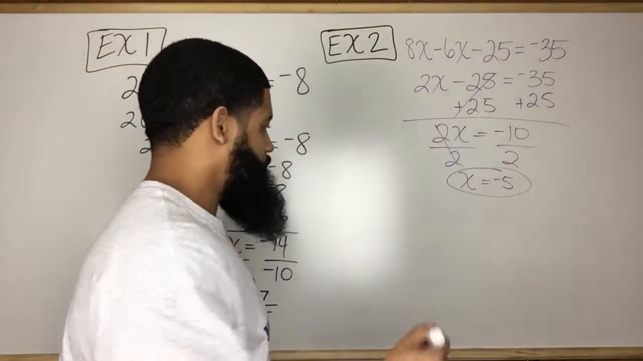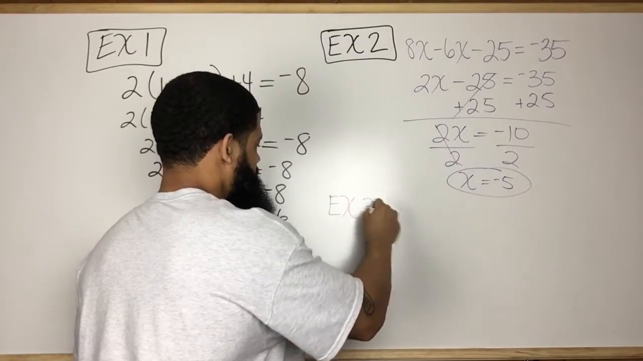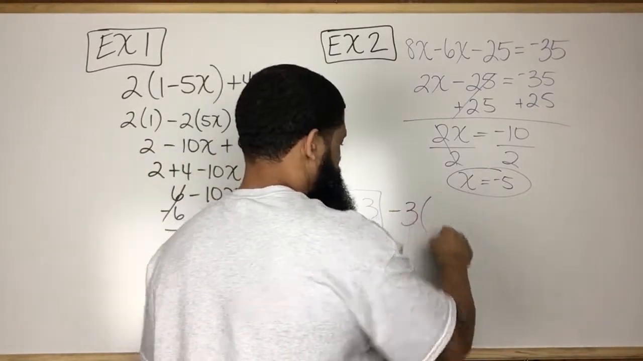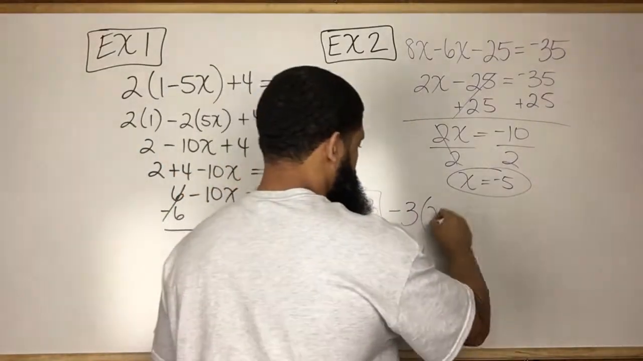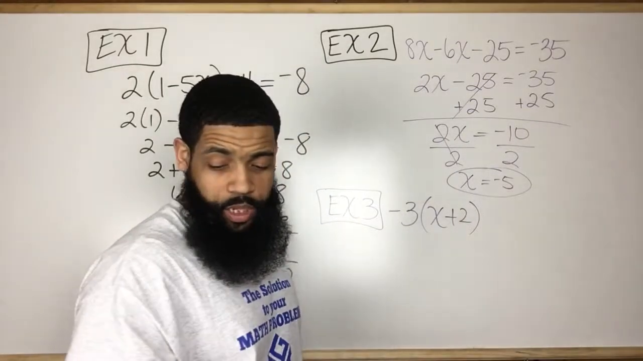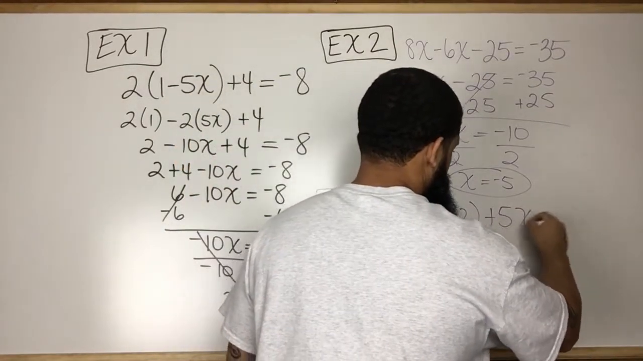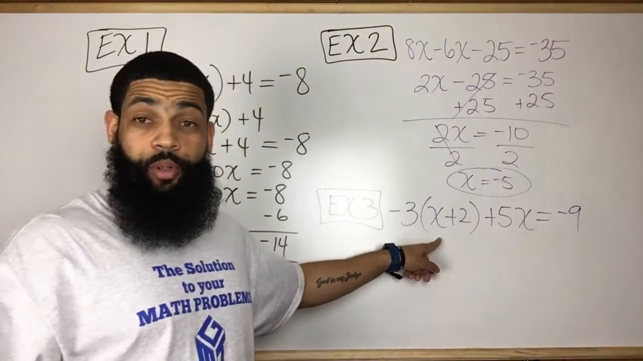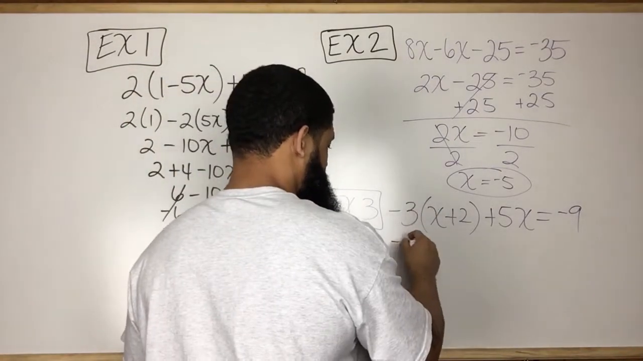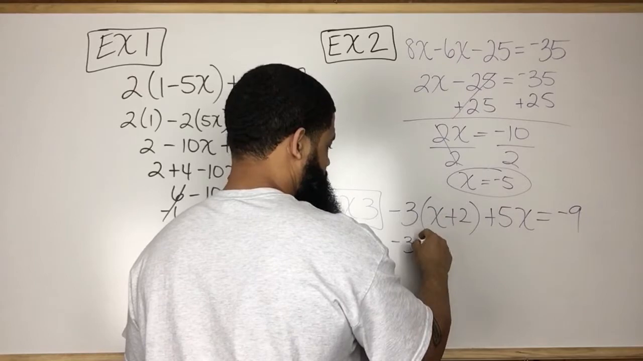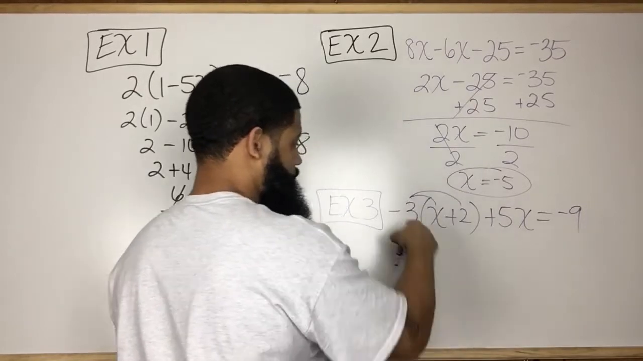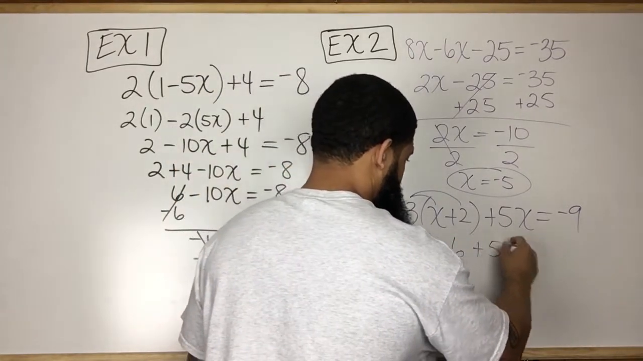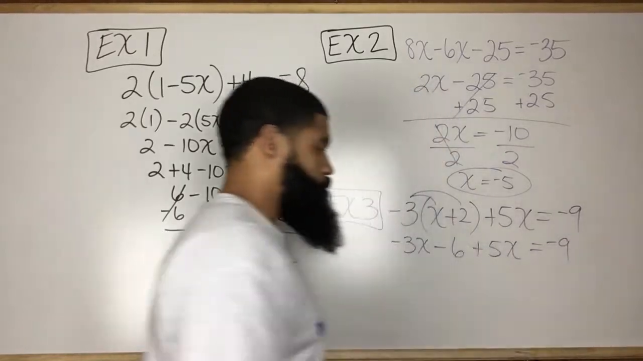Okay, let's go with example 3. Example 3. We have negative 3 times x plus 2, and we have plus 5x equals negative 9. All right, so we're going to have to do the distributive property first. So I'm going to distribute the 3. So negative 3 times x gives me negative 3x. And then negative 3 times positive 2 is negative 6. Bring down the plus 5x and then equals negative 9.